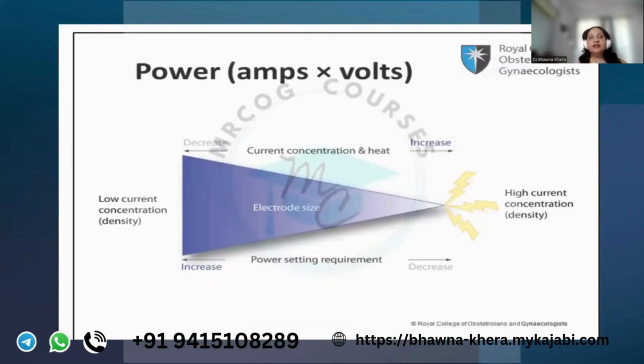This is another thing, that is power, amperes and volts. So as the current density increases, the damage is more. So if the current decreases, the damage is less. Similarly, as power increases, the area increases. So when you are working with a low current, you have to increase the power to achieve that effect. And when you are working with a high current density, you have to decrease the power, right?